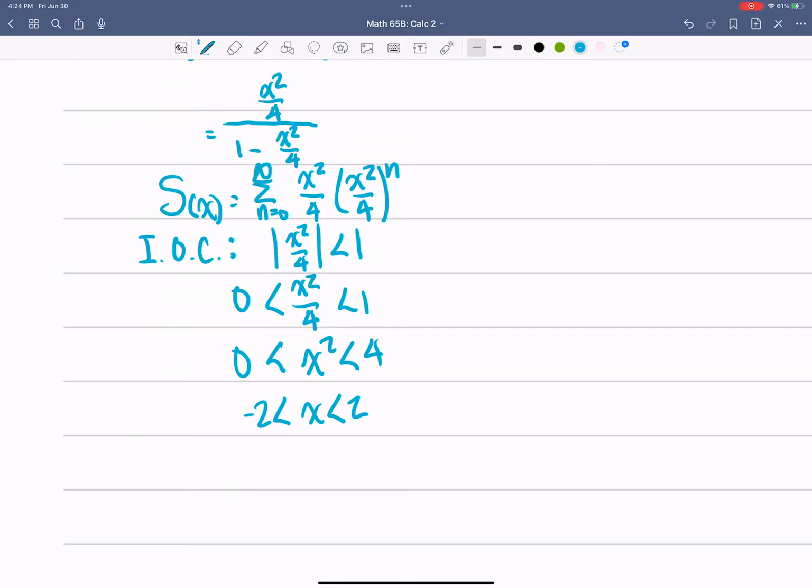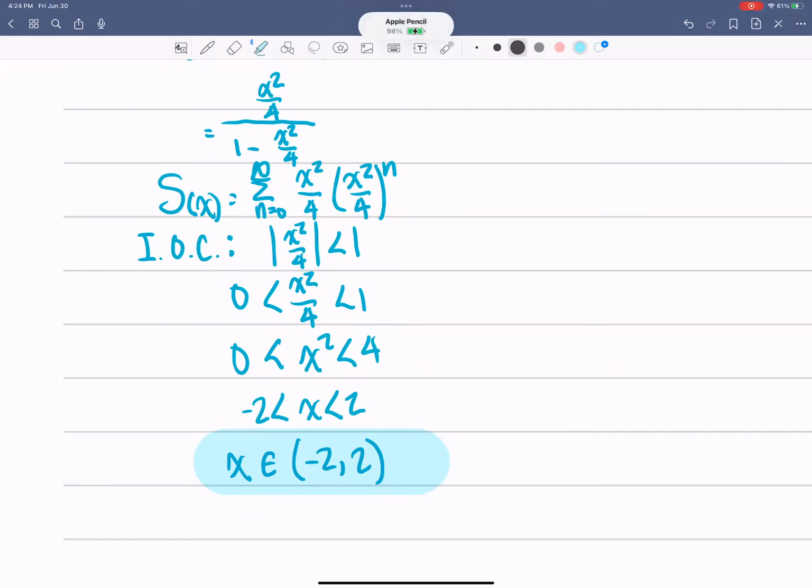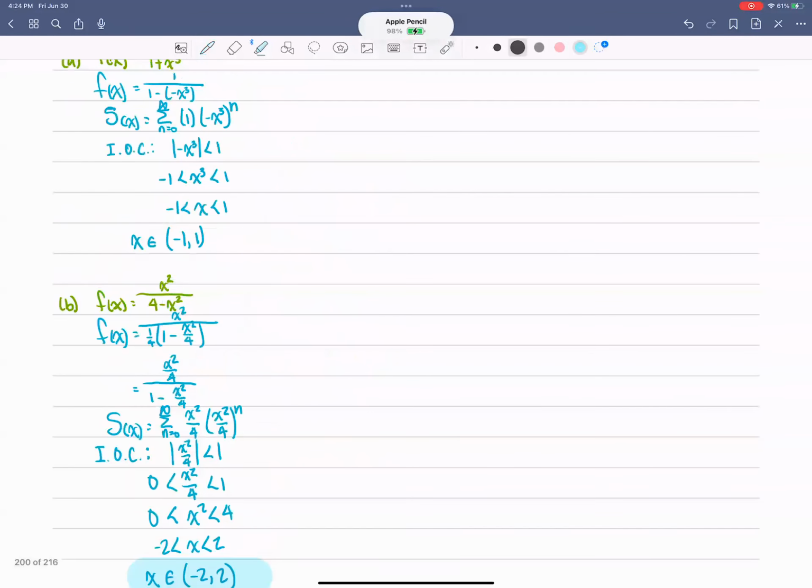All right, and we could say that x belongs to the set of values from negative 2 up to 2. And there we go. That is our interval of convergence.